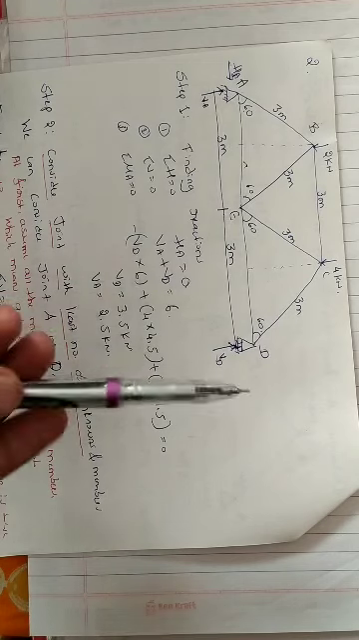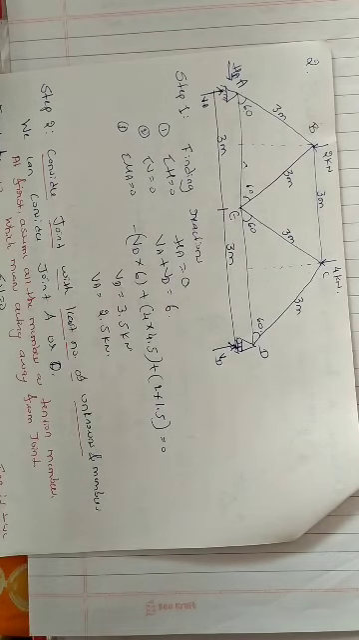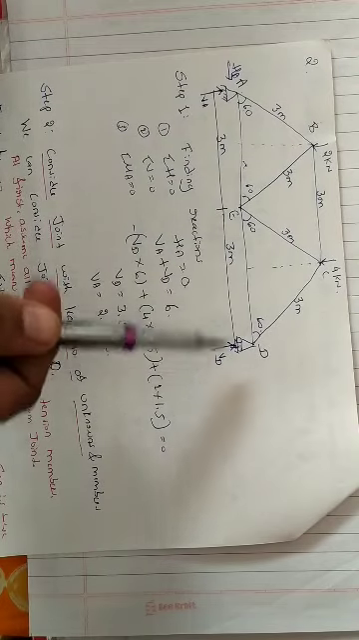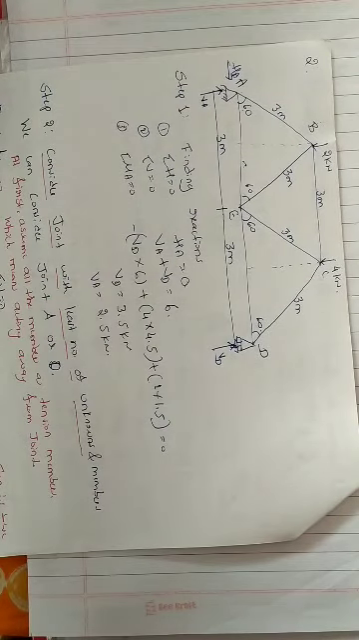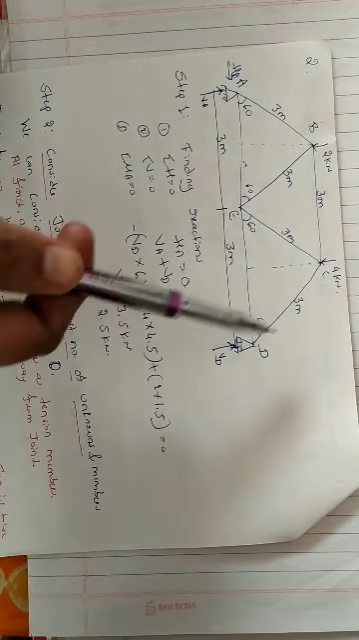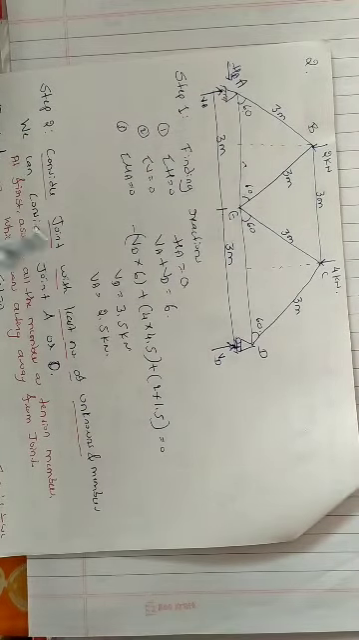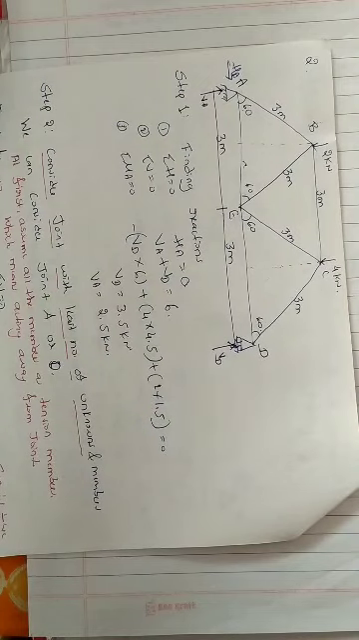Okay, so now first we'll consider VD force. So we know that moment is force into perpendicular distance. So VD into 3 plus 3, that is 6 meters. So VD into 6 and the effect is anti-clockwise. So minus VD into 6.